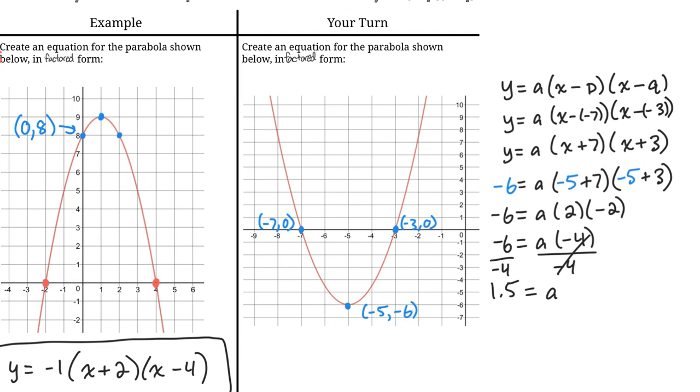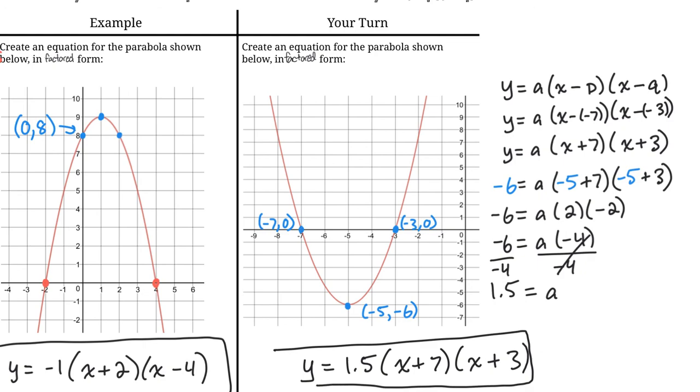So you need to plug in the coordinates into your equation for x and y. Don't mix this up. X goes in the brackets, y is on the other side. And then you need to solve for a. So once you solve for a, you should have gotten that a is equal to 1.5. And now we can actually create our final equation of this parabola. So y is equal to 1.5 times x plus 7 times x plus 3. And that is our equation of this parabola in factored form.